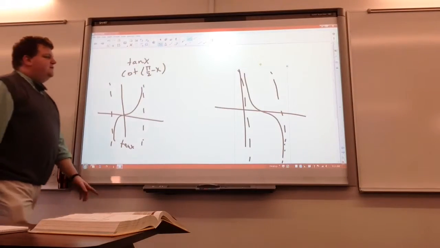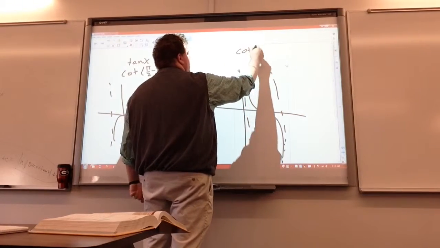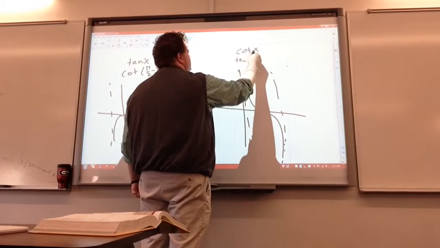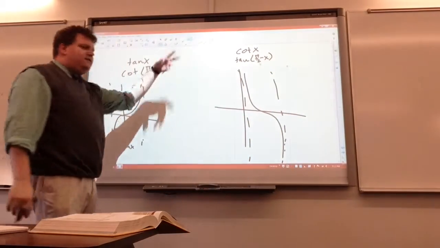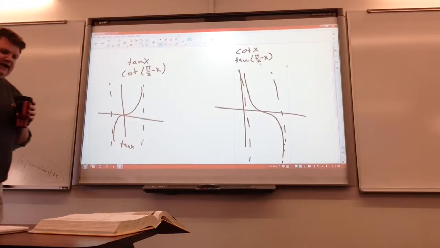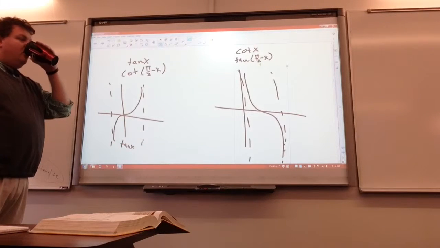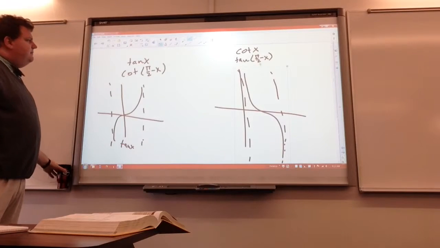So that also means I can do the same thing. My cotangent over here, I can rewrite that as the tangent of pi over 2 minus x. And again, if you look at the unit circle and actually do what it says, that's the picture you'll get when you graph it out. So they indeed work out nicely that way. Any questions about that? All right, excellent, good.